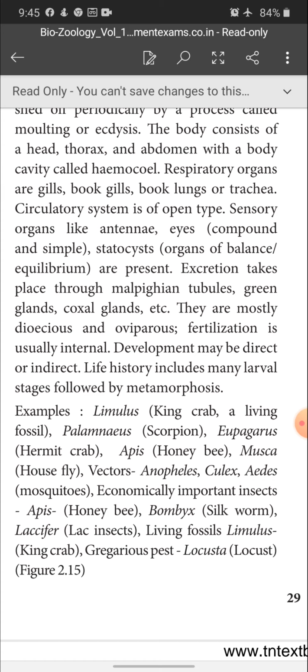Limulus, the common name of Limulus is king crab, and it is a living fossil. It is a very important thing. Limulus is a living fossil. Then Palamnaeus, a scorpion, and Eupagurus, hermit crab, Apis, honeybee, Musca, housefly, Vectors: Anopheles, Culex, Aedes. And economically important insects are Apis, honeybee, Bombyx mori, silkworm, Laccifer, lac insect, living fossil Limulus, then Gryllus, and pest Locusta, that is locust.